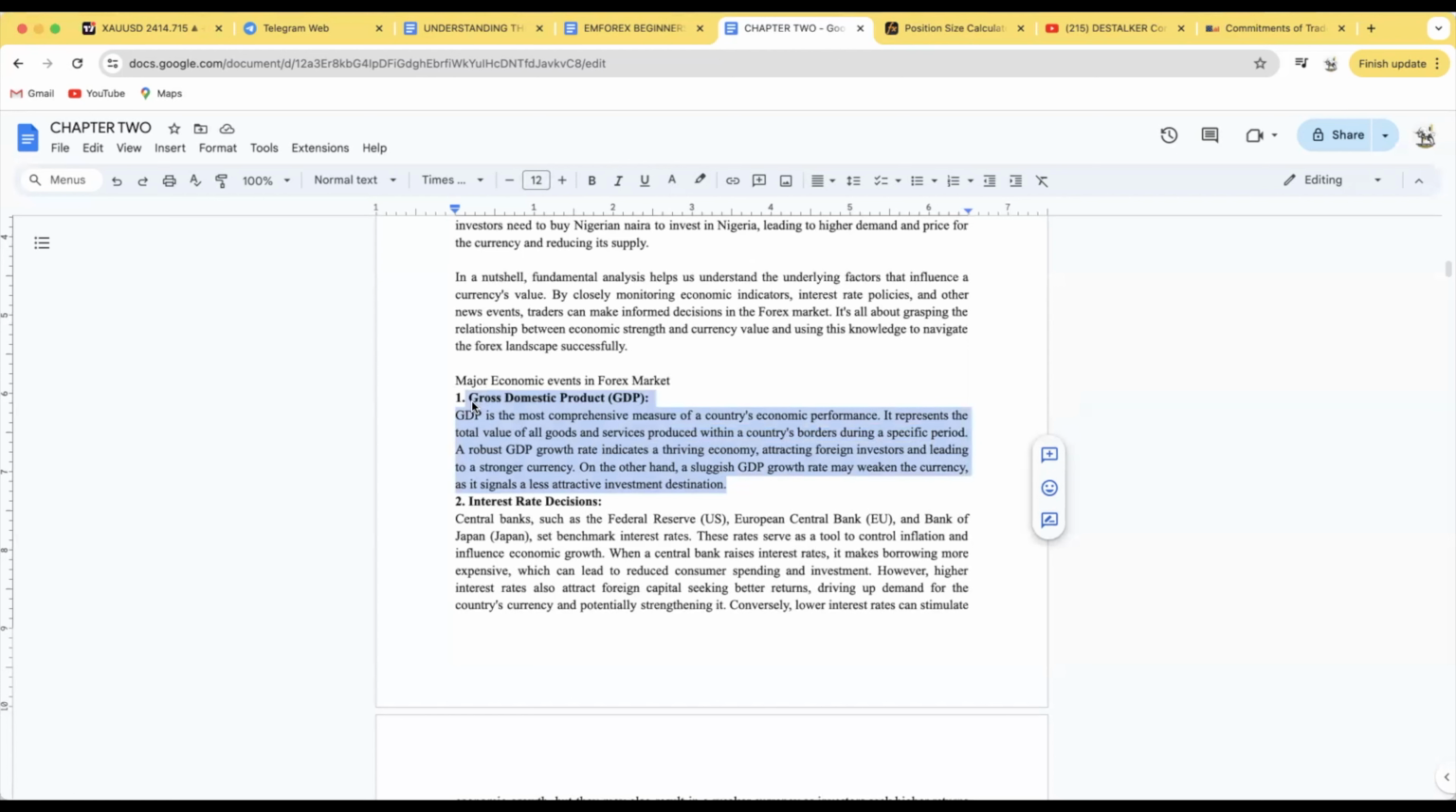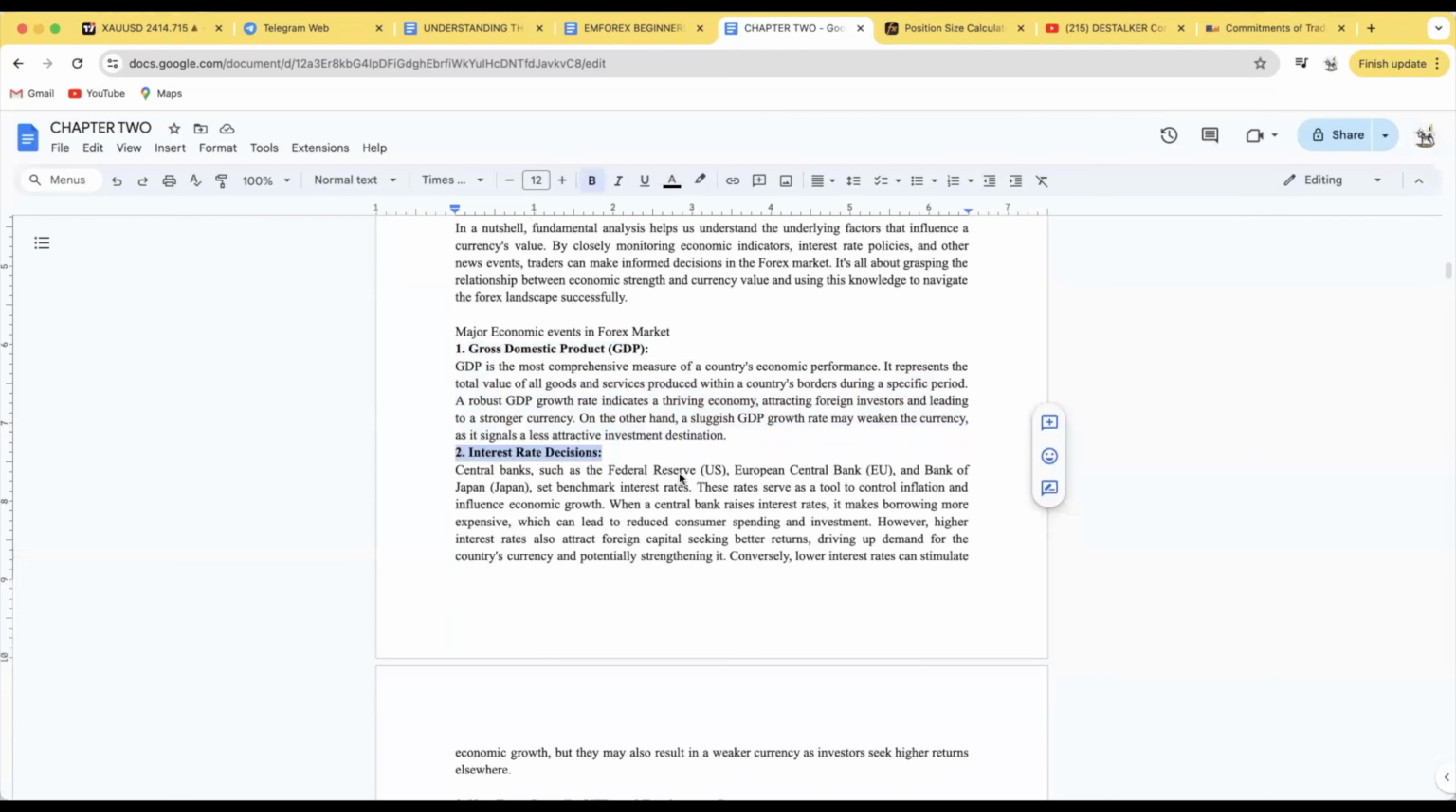You remove your money and put it in a country that has a good uptrending GDP. Okay, so interest rate decision. Like we said yesterday, the people that move the market, we made mention of what? Central bank. This is where the central bank comes in. The central banks, such as the Federal Reserve, European Central Bank, the Bank of Japan, and the Bank of England, set benchmark interest rates. This rate serves as a tool to control inflation and influence economic growth.